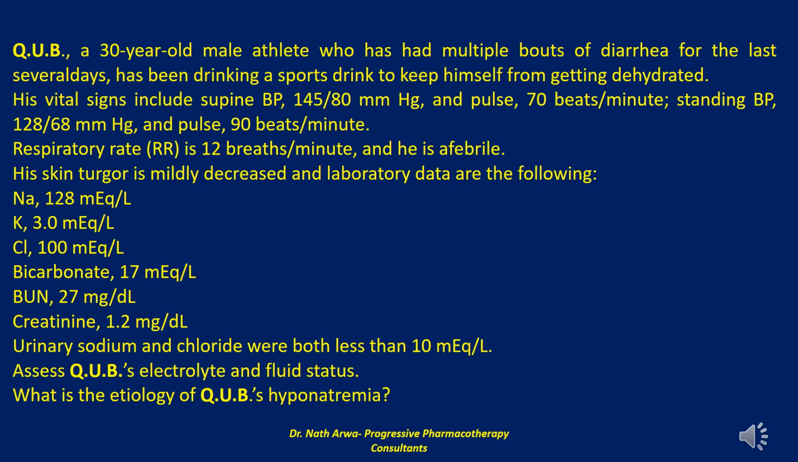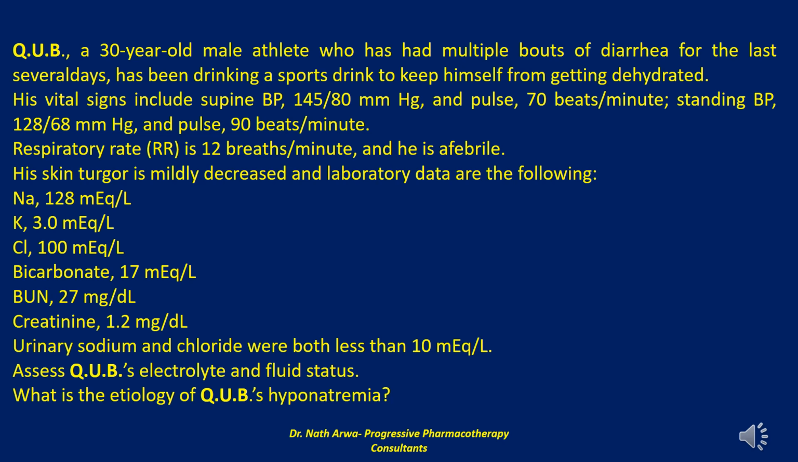The urinary sodium concentration helps distinguish between renal and non-renal losses that result in the sodium and water deficits. When the plasma volume is depleted, the urinary sodium concentration is less than 10 milliequivalents per liter, suggesting appropriate renal sodium conservation. This is usually seen in patients such as QUB with GI fluid loss, as in vomiting, diarrhea, or profuse sweating.